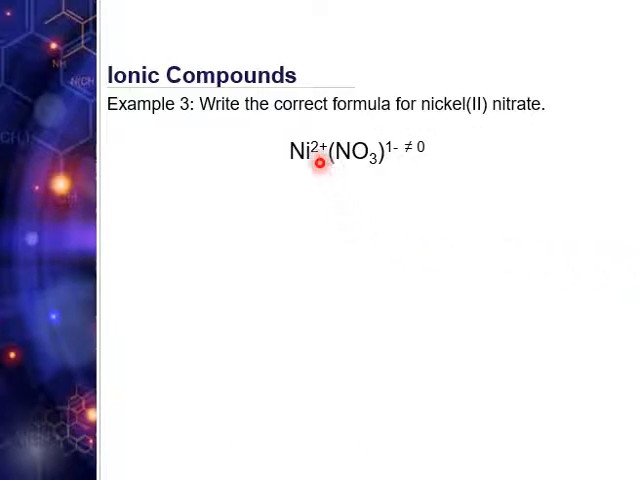A +2 and a -1 do not equal 0. So you cross them down. You bring the 2 down, you bring the 1 down. We don't write a 1. They're always positive at the bottom. The subscripts are always positive. So it's Ni(NO3)2, with the parentheses around NO3 taken twice.